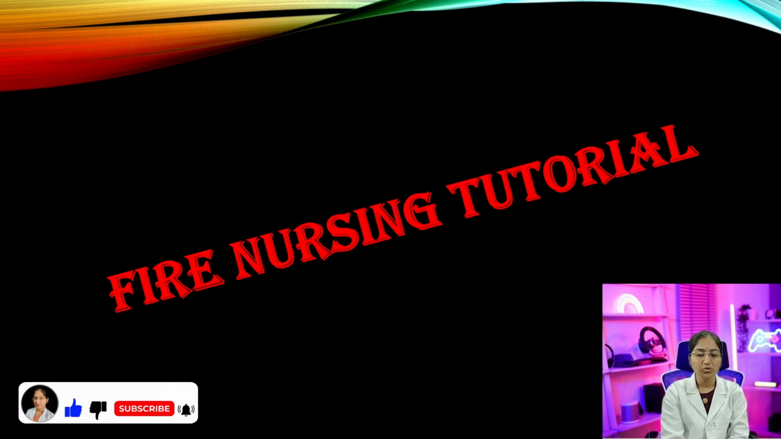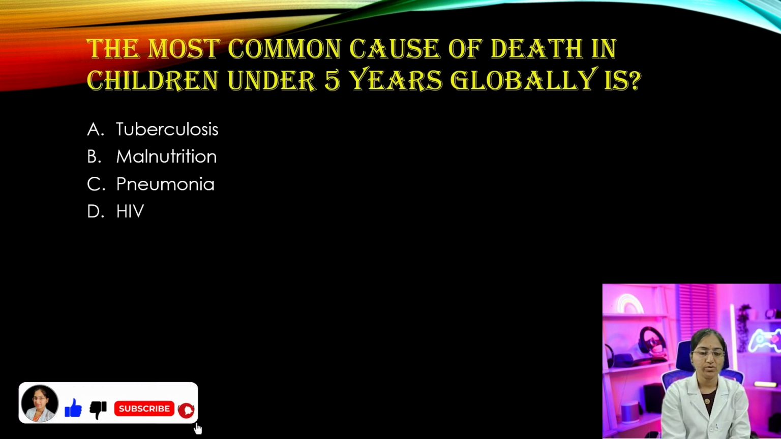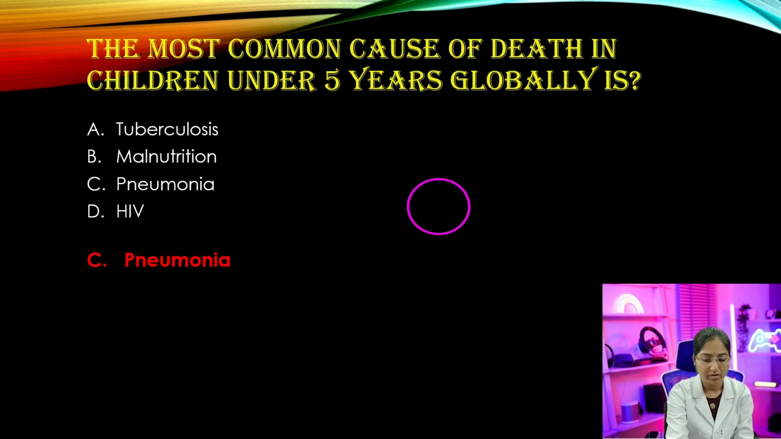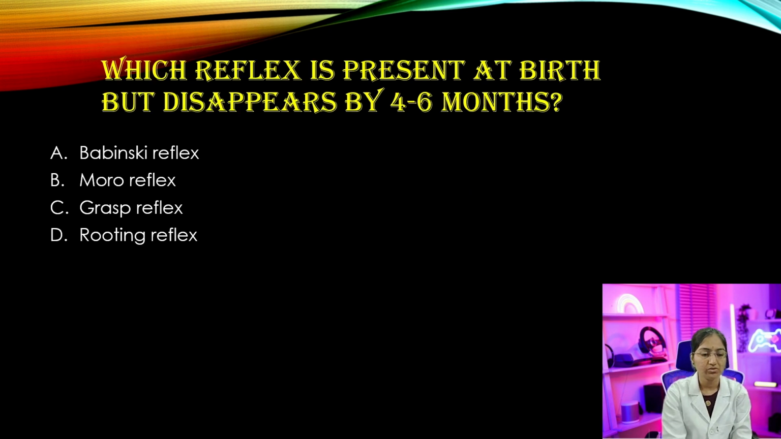In this class, we are going to discuss the pediatric relative MCQs. We'll see the first question. The most common cause of death in children under 5 years globally is, options given below. Correct option is pneumonia.